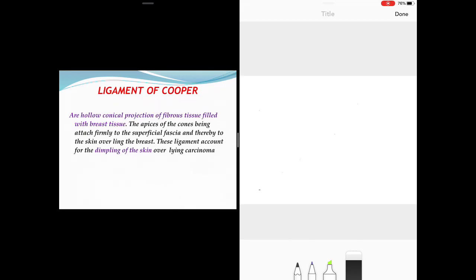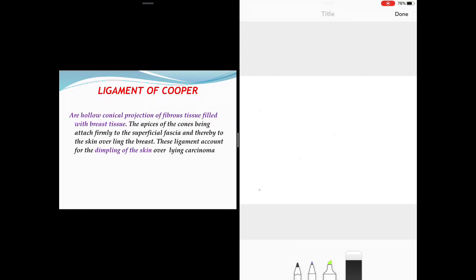This structure is important because it is attached firmly to the superficial fascia and tethered to the skin overlying the breast. This is Cooper's ligament, made of fibrous tissue, connecting subcutaneous tissue with the skin, containing breast tissue. So this ligament is important because it is responsible for the dimpling of the skin in the CA breast.